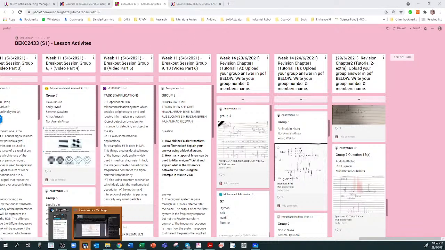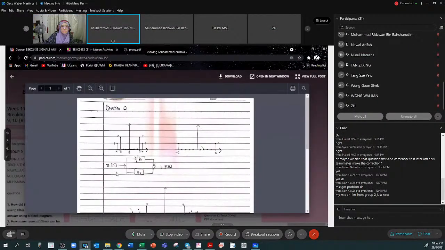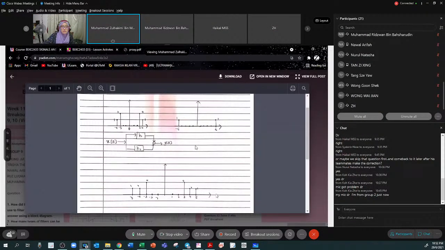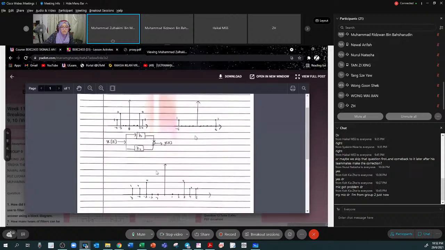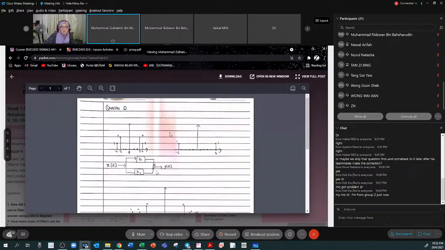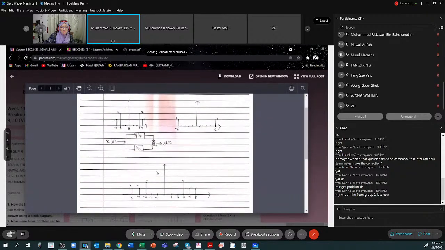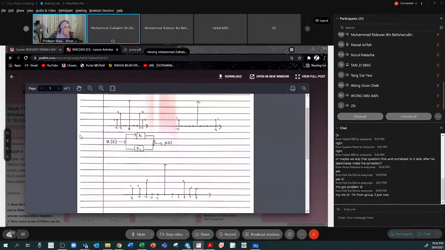So the question asks for us to do the operation right here. This signal is the given signal. So this is H1, H2. We need to do the... What was the question?